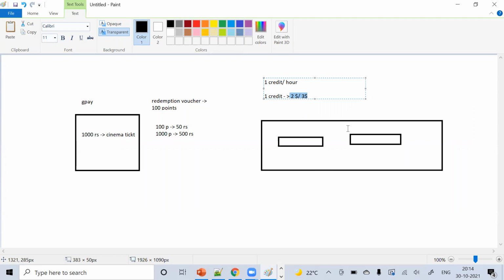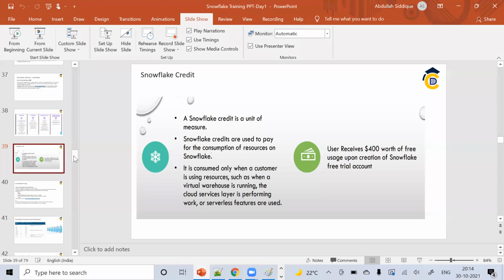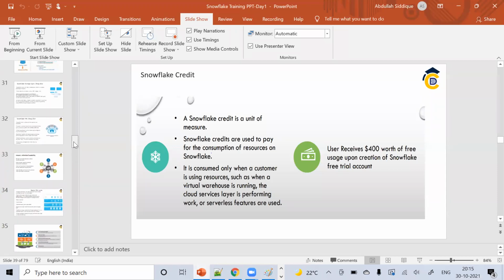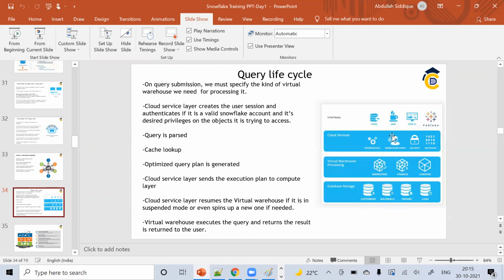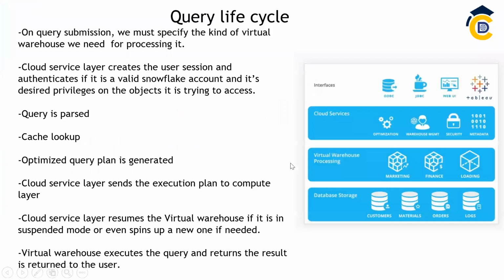Okay. Then we also know that the cloud service layer, which is also the brain of Snowflake, is also doing some management, right? So many things it is doing: warehouse management, optimization of the query, then authentication, it is storing the metadata information. So it is also doing some work. So that also is consuming certain credits.